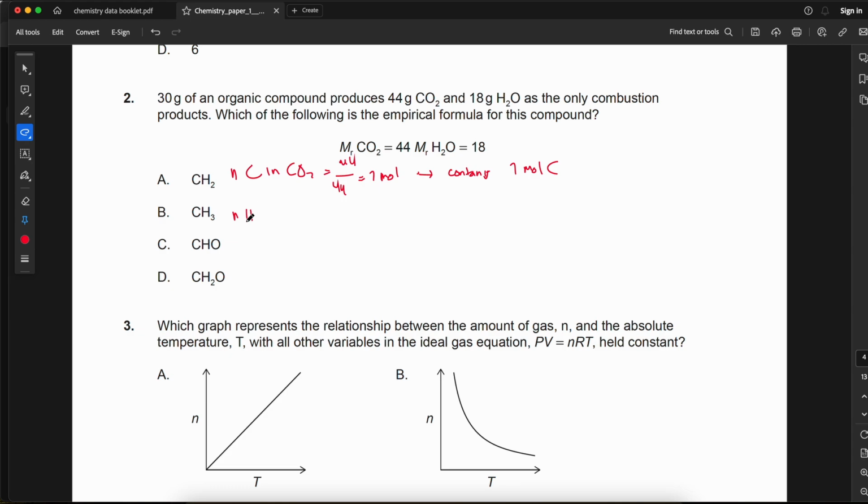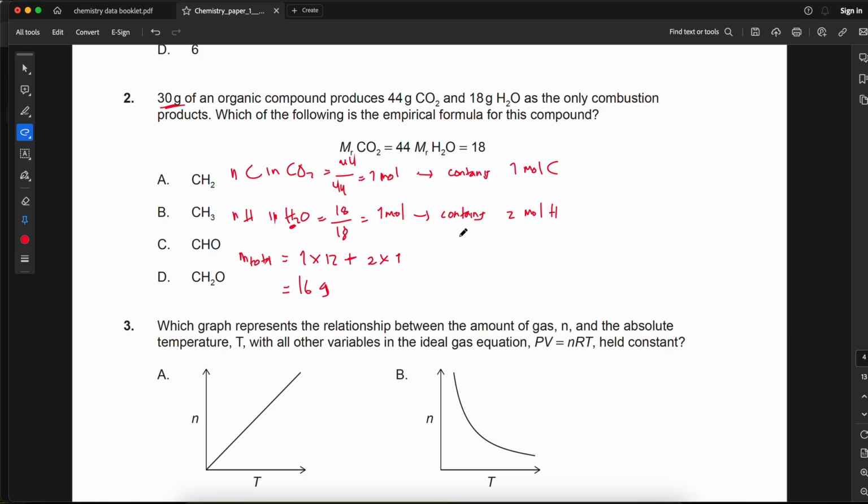And for mole of hydrogen in H2O, that would be 18 divided by 18, the molar mass of H2O, so you get 1 mole, but it contains 2 mole hydrogen because it has 2 H. Okay, so then we calculate total mass of C and H. So 1 mole C times relative atomic mass of C, plus 2 mole H, so 2 times relative atomic mass of H is 1, so that would be 14 grams. The total is 30 grams.